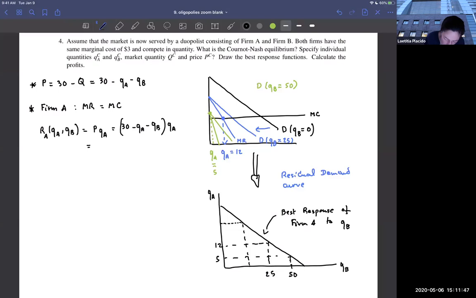Okay, so I'm going to develop this. So 30 QA minus QA squared minus QA times QB. So what is the marginal revenue? The marginal revenue is the derivative of total revenue with respect to QA. So you're going to take the derivative of this expression with respect to QA. So you end up with 30 minus 2 QA minus QB. And you set this equal to marginal cost, which is 3.